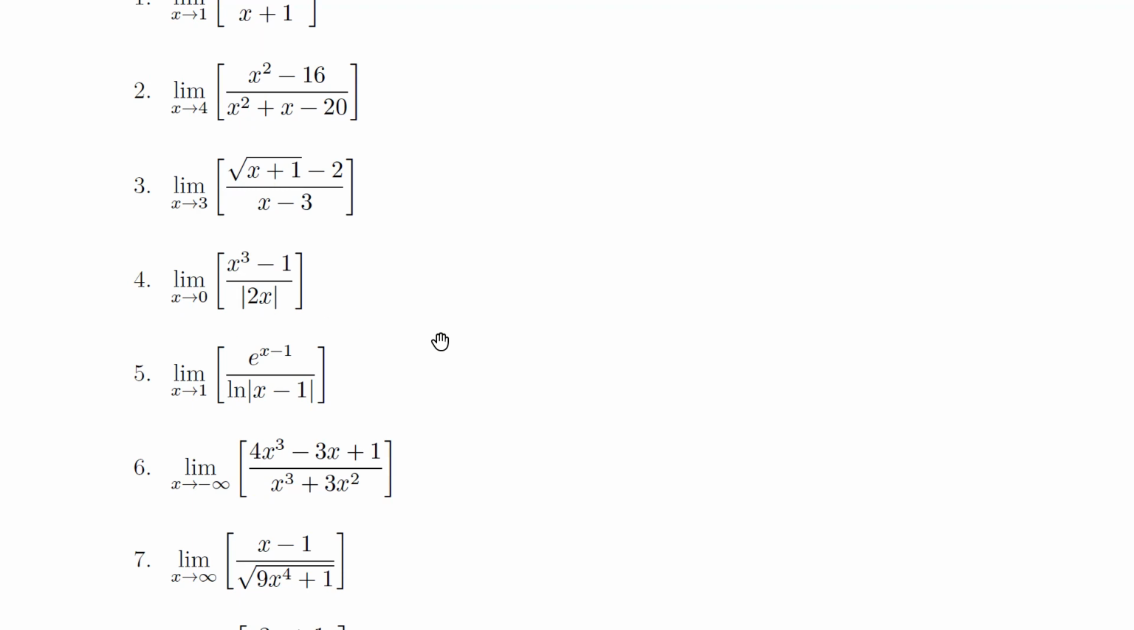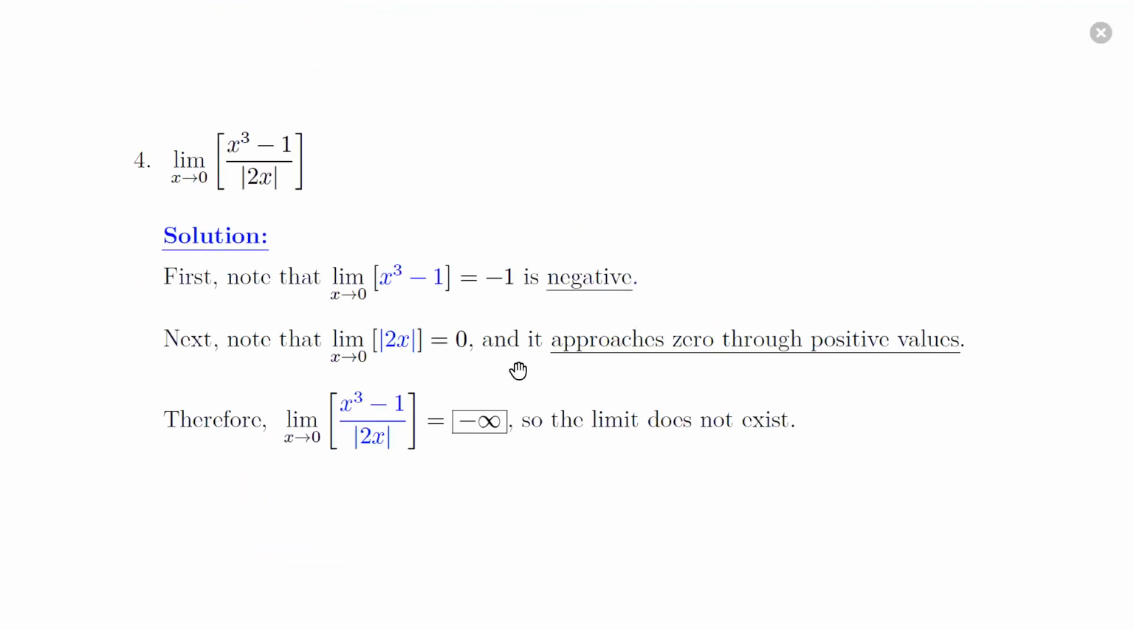So we need to figure out which one it is. And how we do that is by looking at the limit of the numerator and denominator separately and identifying the sign of each one. So in a numerator, which is usually the easier one to work out, we have a function here, x cubed minus 1. And now as x approaches 0, that is just going to approach negative 1, where we note that negative 1 is negative.